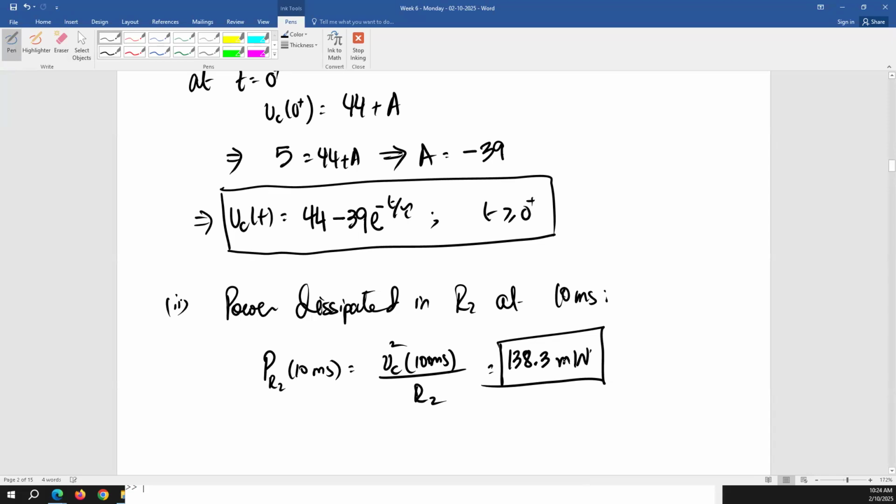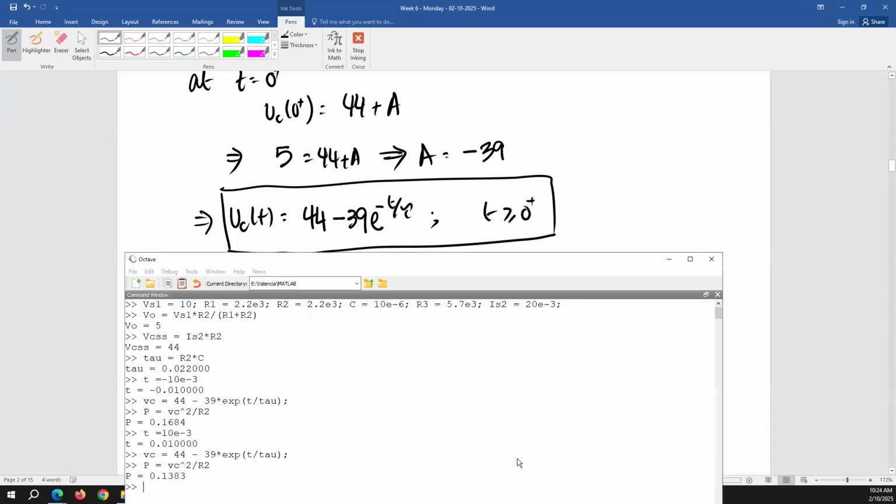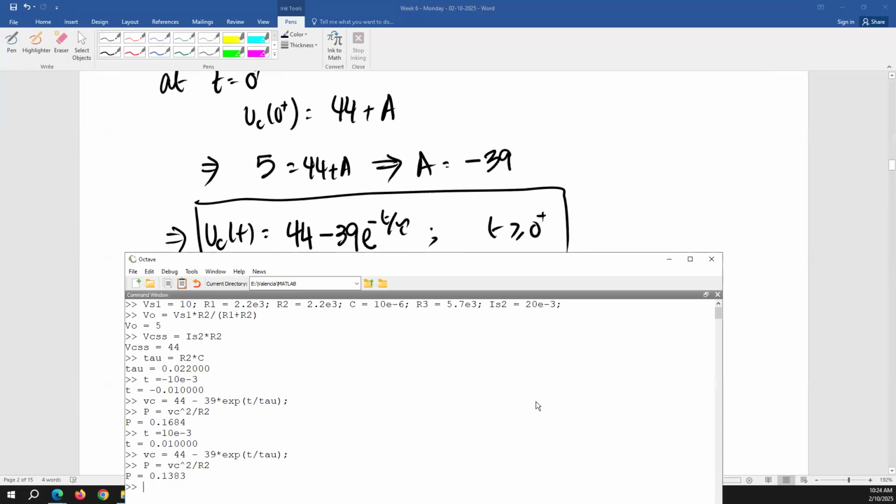138.3 milliwatt. Yeah, I didn't see it. There was a negative sign. Oh, another mistake I made. I didn't put negative over here. So I put T over tau. It's negative T over tau. So we'll do it again. Negative T over tau and then calculate power.